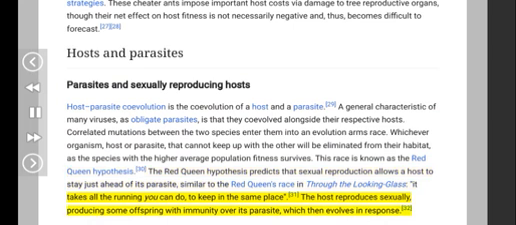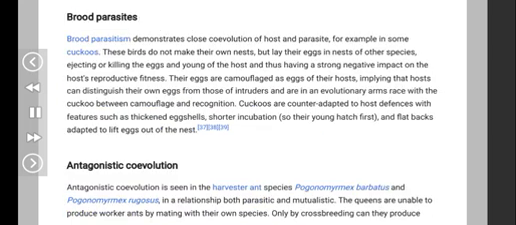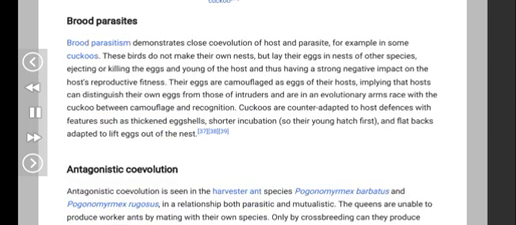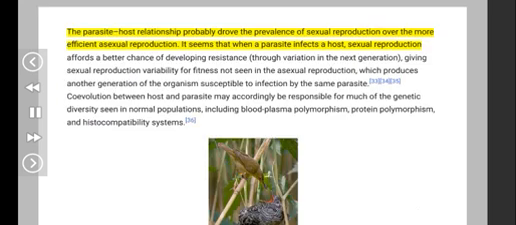The host reproduces sexually, producing some offspring with immunity to its parasite, which then evolves in response. The parasite-host relationship probably drove the prevalence of sexual reproduction over the more efficient asexual reproduction. It seems that when a parasite infects a host, sexual reproduction affords a better chance of developing resistance through variation in the next generation, giving sexual reproduction variability for fitness not seen in asexual reproduction, which produces another generation of the organism susceptible to infection by the same parasite.